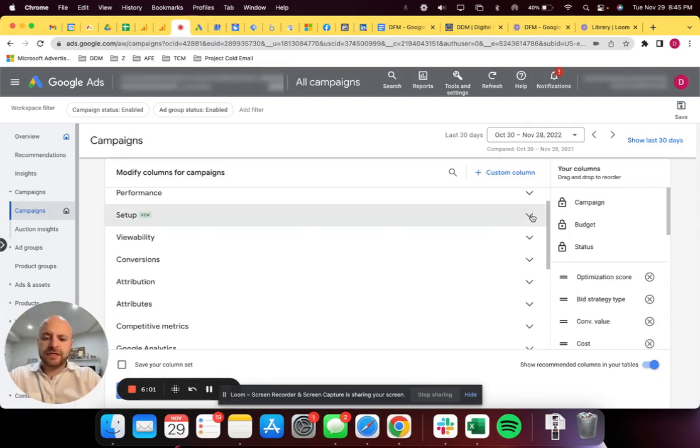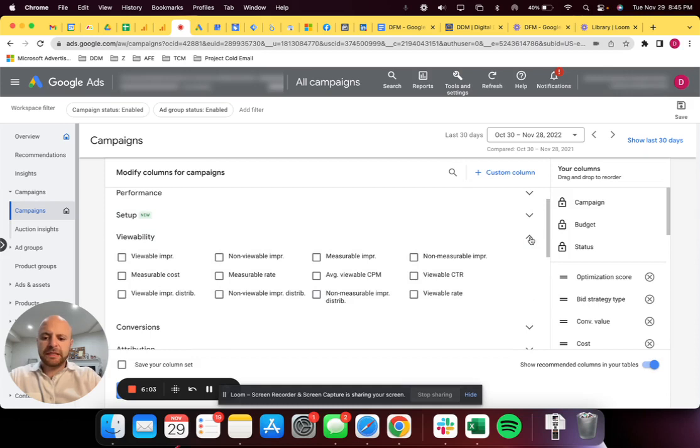So I'm going to go away from setup. Viewability. Okay. Interesting. And we're back. So, viewability. We got viewable impressions, non viewable impressions, measurable impressions, non measurable impressions. Measurable cost, measurable rate, average viewable CPM, viewable CTR, viewable impressions distributed, non viewable impressions distributed, non measurable impression distributed, viewable rate.